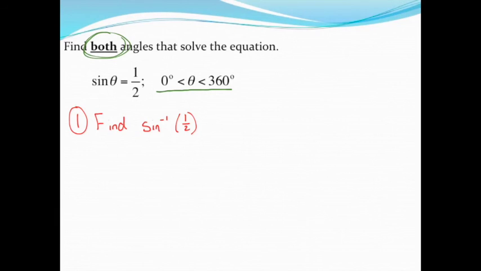My first step is just normal. Let's find the inverse sine of 1/2 to find out what theta is going to be. Using my calculator to find the inverse sine of 1/2, I see that it comes out to be 30 degrees. That may or may not be one of your answers. Really, it's best just to think of this as a reference angle.